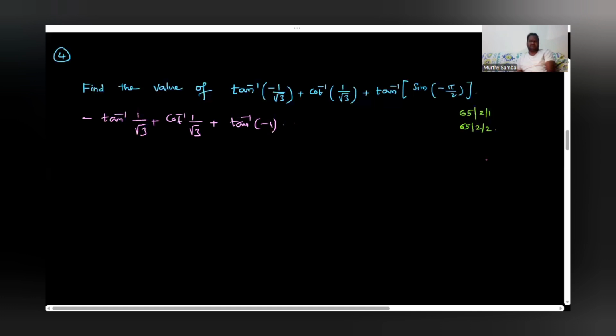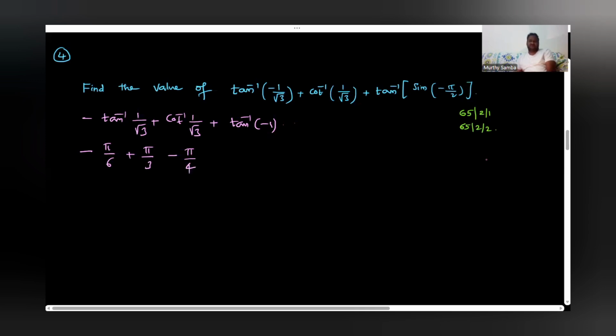Now write directly the values. Minus tan inverse, how much is 1 by root 3? Tan 30. Tan 30 is equal to pi by 6. And cot 60 is equal to 1 by root 3, right? So that plus 60 means pi by 3. Tan inverse of negative 1 is equal to negative tan inverse 1. So negative tan inverse 1. 1 is tan how much? Tan pi by 4, right?